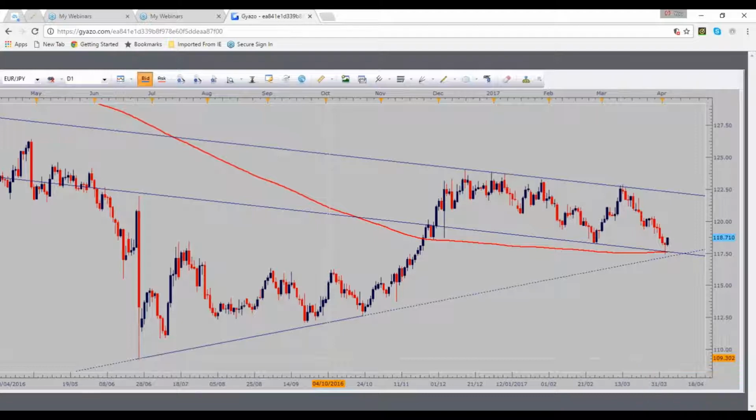All right. So we have a couple other looks. One from Vamsi. It's Aussie CAD. Let's take a look at that.